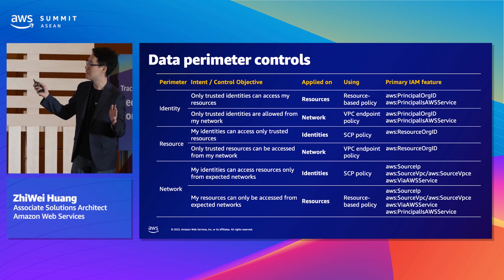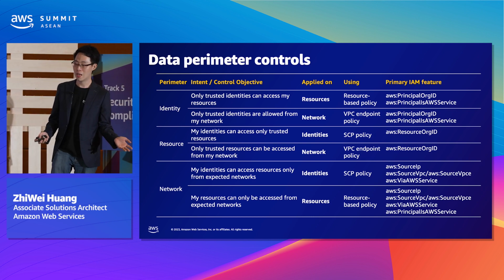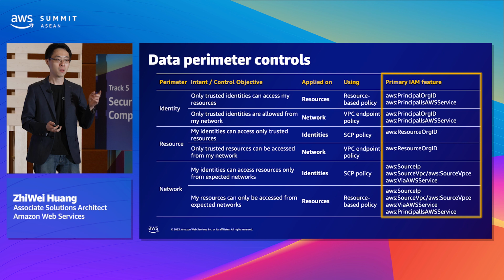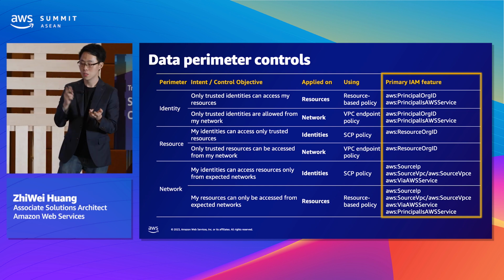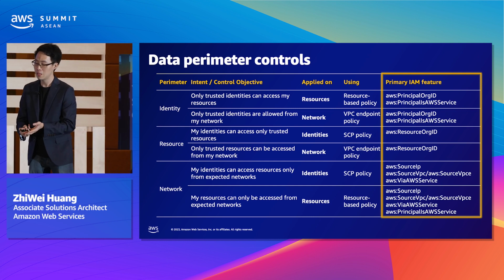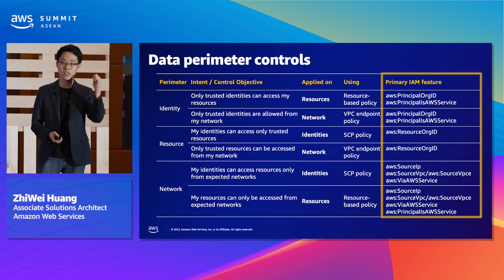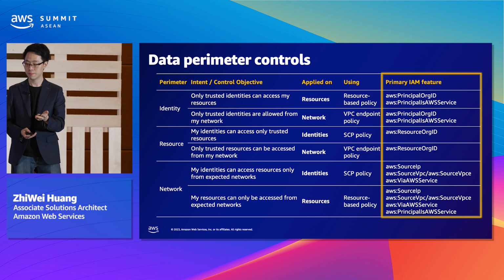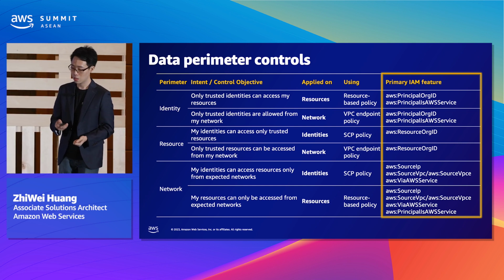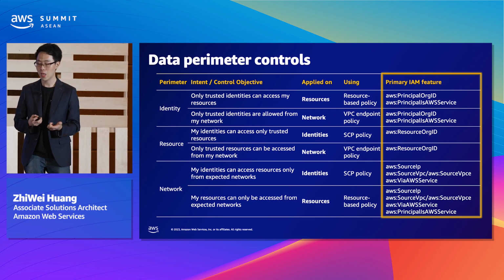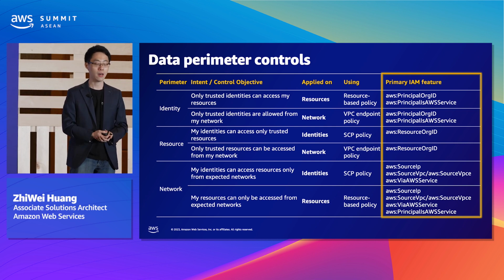So putting it all together, this table actually summarizes all the concepts and capabilities that we have discussed so far. And the key point to take away here is that there are many primary condition keys, such as principal org ID, resource org ID, source VPC, source IP, that allow you to restrict access based on your organization and location of your identities, resources, and networks. There are also condition keys like principal is AWS service, and via AWS service that can help you to extend your perimeter to include AWS services that are acting on your behalf.